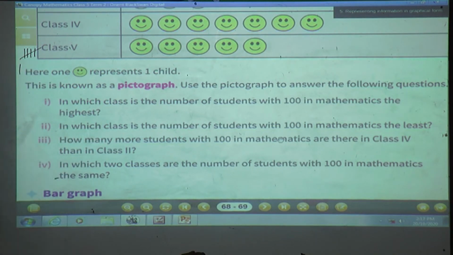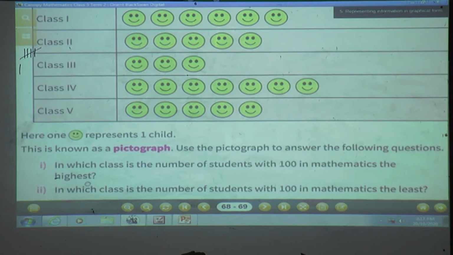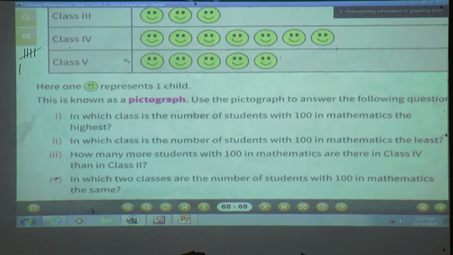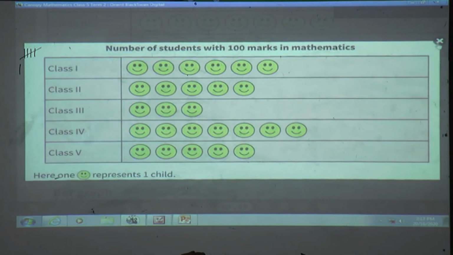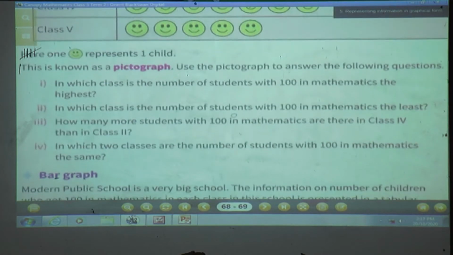Now how many more students with 100 in mathematics are there in class 4 than in class 2? So see the pictograph. In class 2, 5 students got 100 marks, and in class 4, 7 students got 100 marks. So that's why 2 students more in class 4.